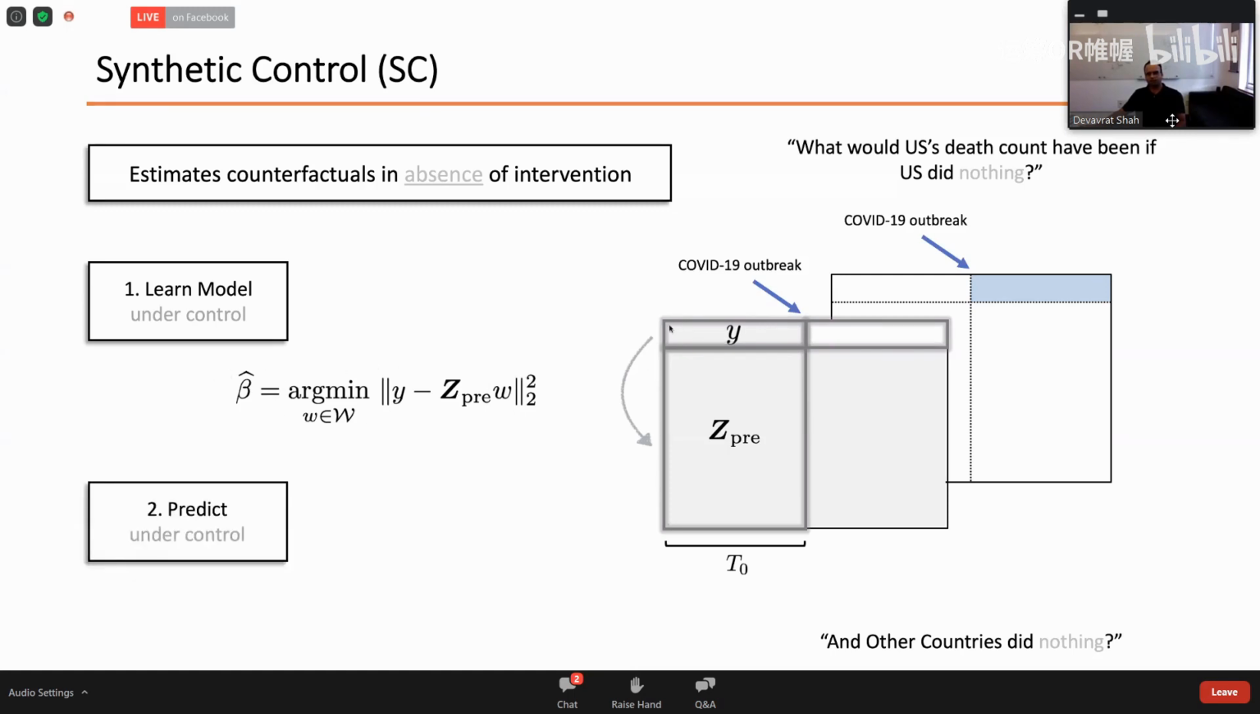Once I have learned this linear relationship pre-intervention, I'm going to use the post-intervention data where other countries did nothing, so they remain the same, and then I will simply multiply them by the model learned, just the way we do in linear regression, and estimate impact. That is, this would be my estimate of what would have happened to United States if there was no intervention. So in a sense, it's extremely simple. It's as simple as it sounds, and as you will see, synthetic intervention is also just this simple with a little bit of change.